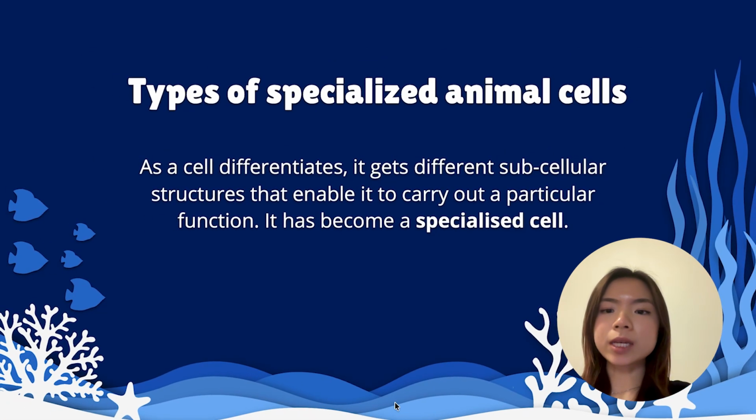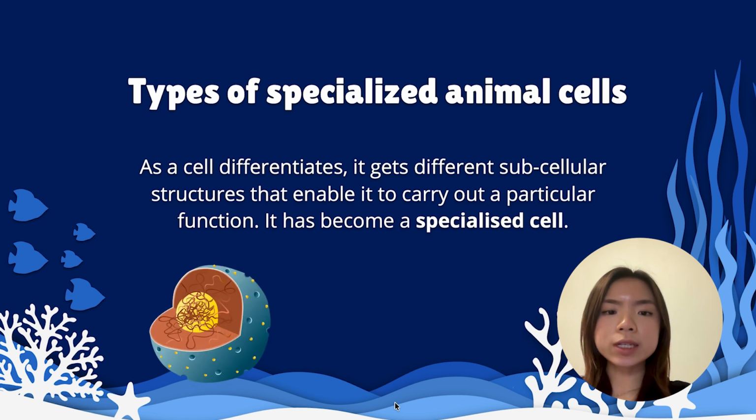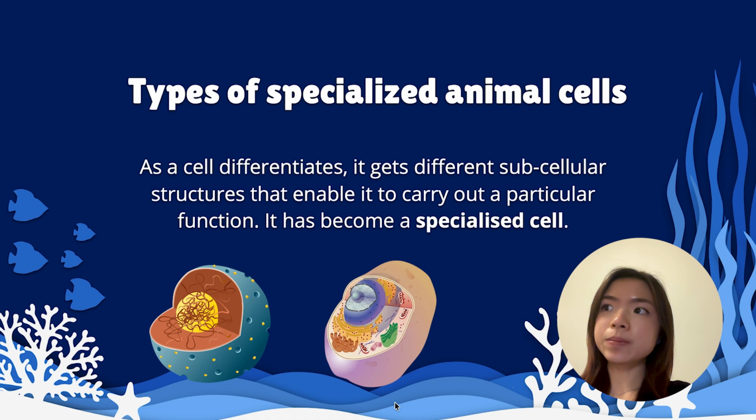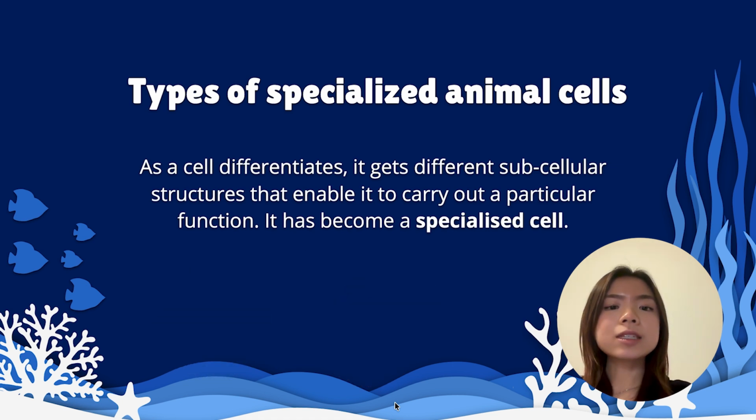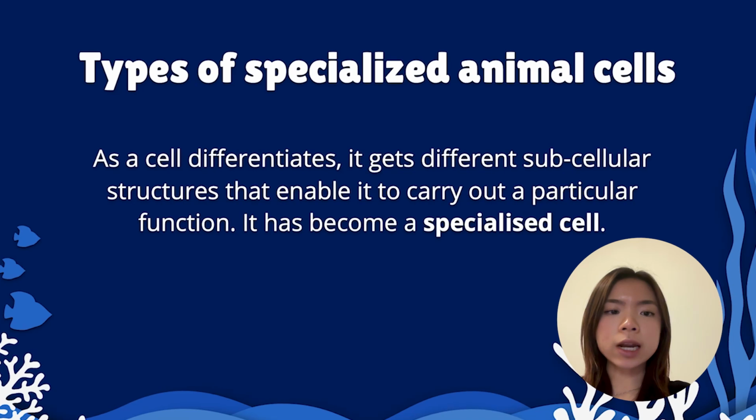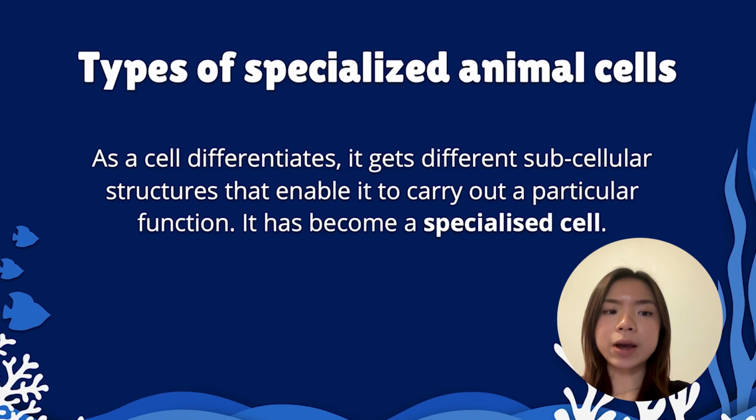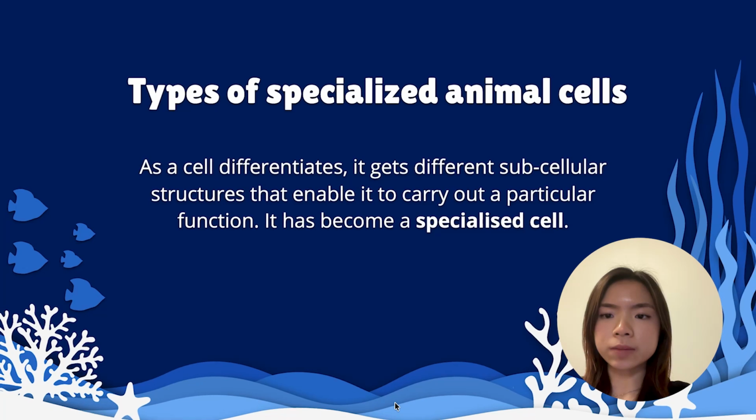And when we say subcellular structures, we mean the parts of the cell inside the cell. So for example, a nucleus, a cytoplasm, these are all subcellular structures. And these different subcellular structures enable the cell to carry out a particular function. And this way, it becomes a specialized cell.